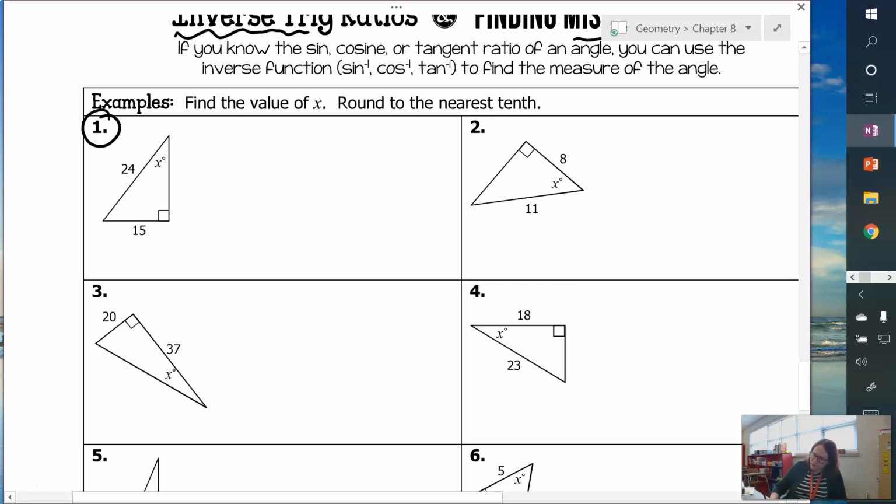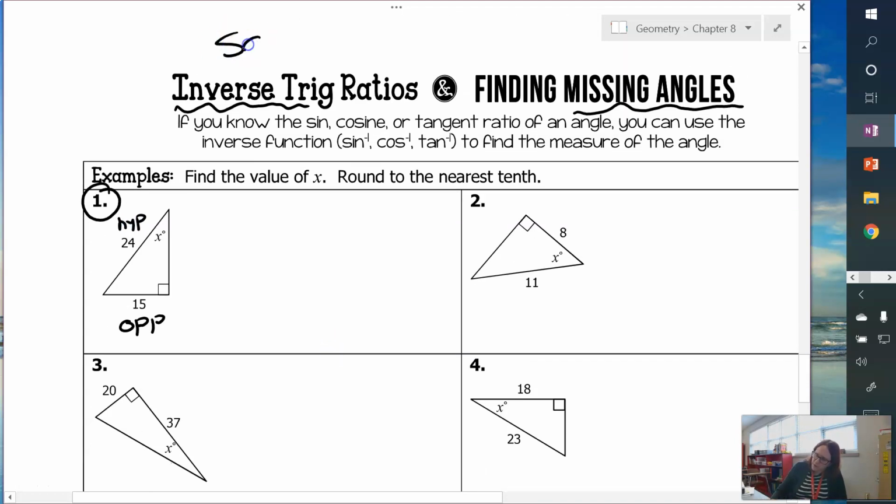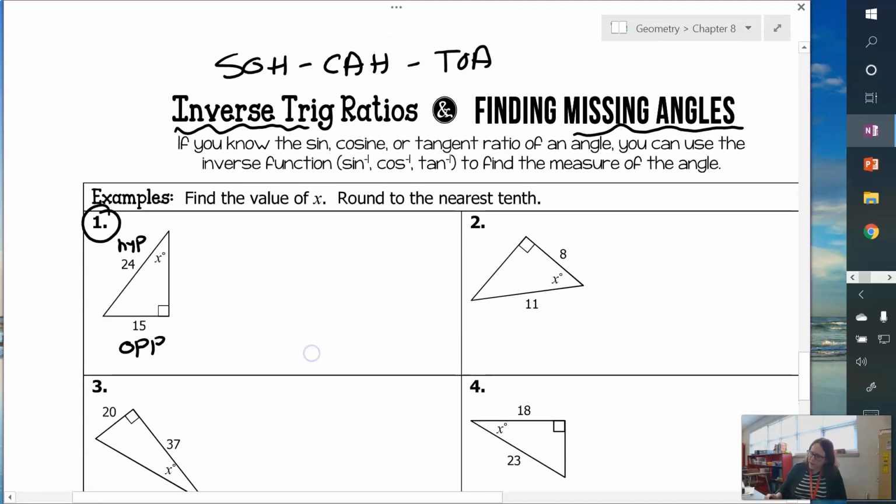15 is across, so this is opposite. 24 is your hypotenuse. So therefore, using SOHCAHTOA, and please write SOHCAHTOA on your papers every time. It will really help you. TOA with a T. Okay, so I have opposite and the hypotenuse, so I'm going to choose sine. Now this time I don't know what the angle is, so I'm just going to put in sine of x. Opposite over hypotenuse is 15 over 24.